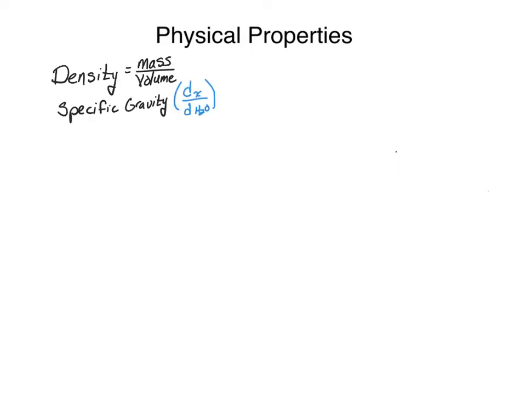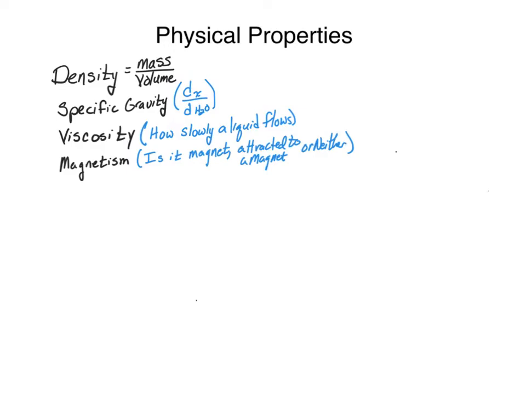Other physical properties that you might know about are density and specific gravity, which of course are very related to each other. Viscosity, which is a property that describes how something pours. Does it pour quickly like water, or is it very slow like honey? We have something like magnetism, where we look to see if something itself is magnetic, or if it's attracted to a magnet, or if it's not attracted to a magnet.